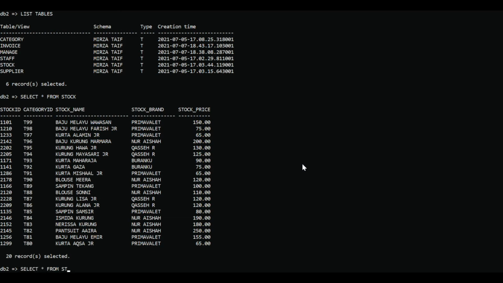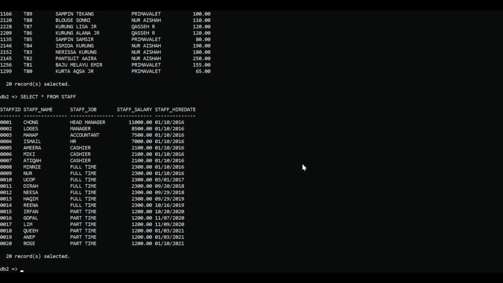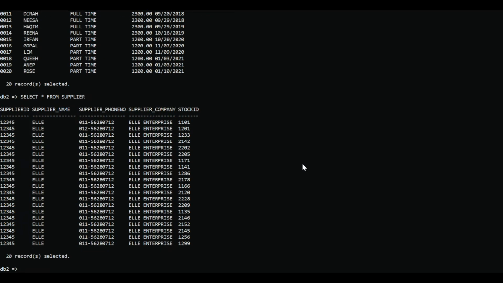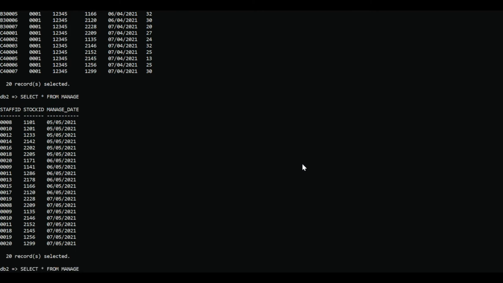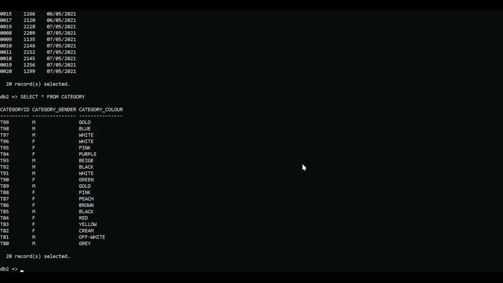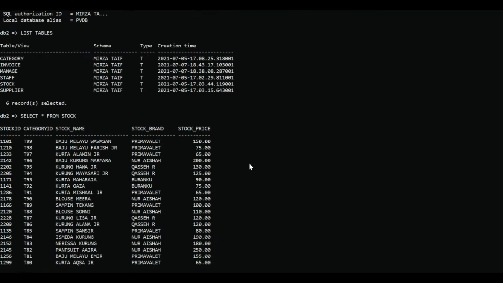Now let's take a look at staff. Now let's take a look at suppliers. Oh, we only have one supplier, but we deal with them a lot. Now let's take a look at the invoice. Manage the stocks, and then let's take a look at the categories for those stocks. So these are our records.